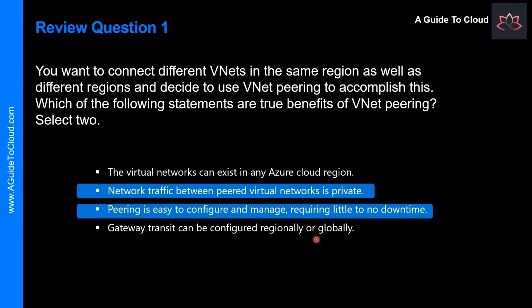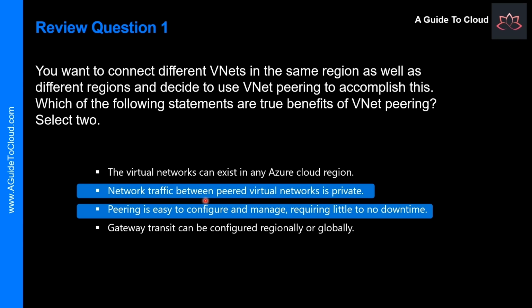That is wrong. So peering is efficient as there is no downtime to resources in either virtual network when creating the peering or after the peering is created. And also for security, network traffic between peered virtual networks is private. The traffic between virtual networks is kept on the Microsoft backbone network.